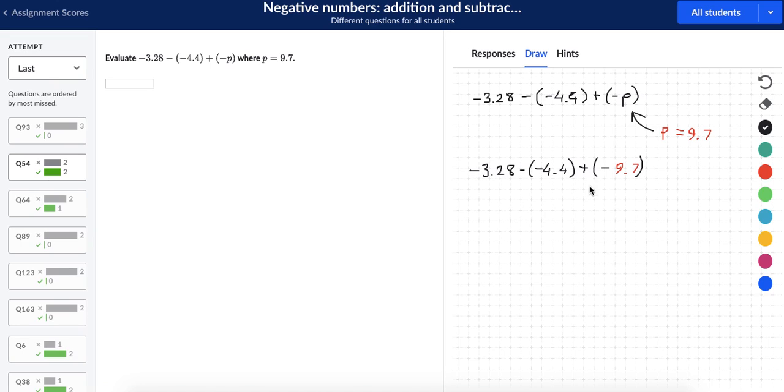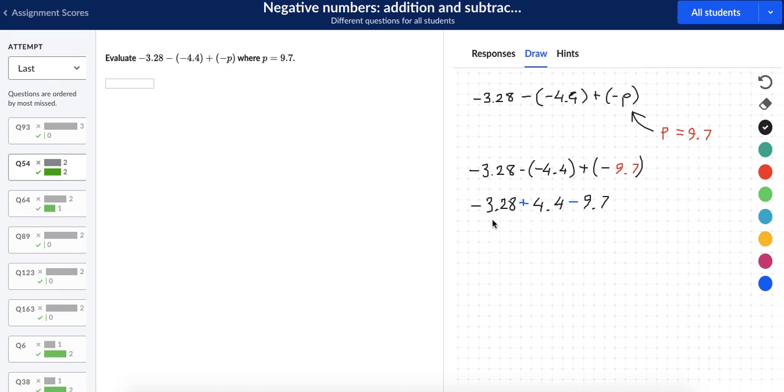The second thing is I'm going to look at the same concept we looked at in the previous one and note that subtracting a negative is the same as adding the opposite. So I'm going to change that and rewrite this here. So we've got negative 3.28, and I'm subtracting a negative, so I'm going to add the opposite, which is adding a positive. So that just becomes a plus 4.4. And I already have addition here, so adding a negative is the same as subtracting, so I can just make that a negative. Plug in 9.7. And let's work from left to right.